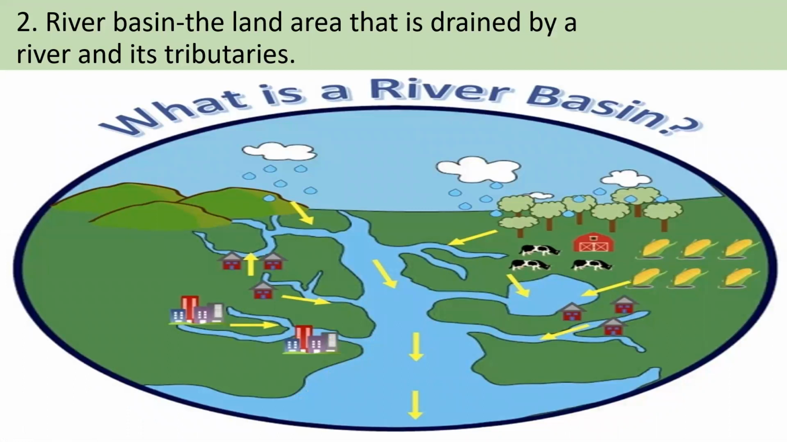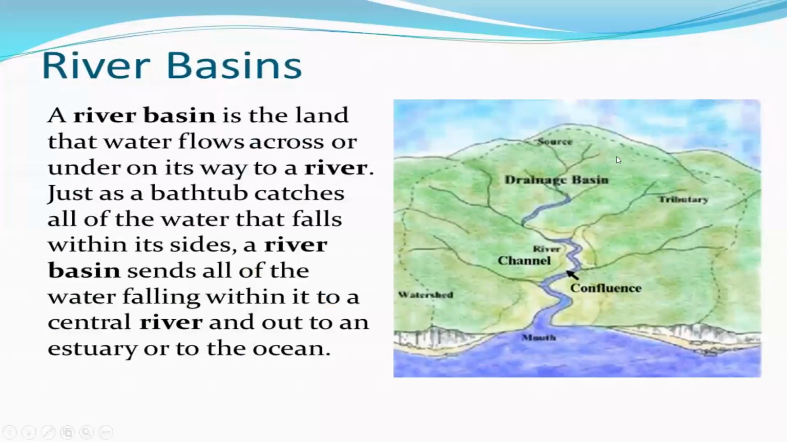Now, what is a river basin? River basin means the land area that is drained by a river and its tributaries. When a river flows, the land near the river and its tributaries, we call it the river basin, the area that is watered by the river and its tributaries. See this picture. Can you see here? The source of water here is the mountains, or the rainfall, or the glaciers that are melting. The water from the glacier comes down in the form of a stream, and when it enters the plain area, it converts into a river.